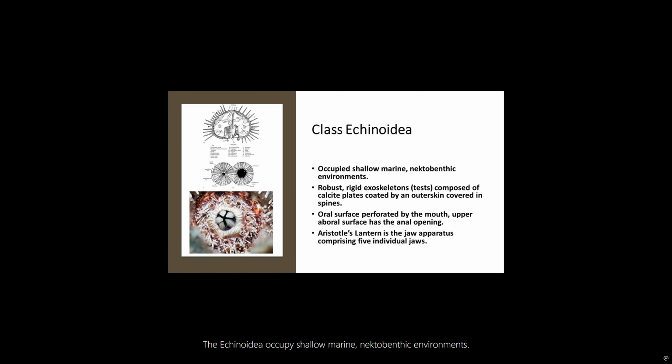The Echinoidea occupy shallow marine nectobenthonic environments. They have a robust, rigid skeleton composed of calcite plates coated by an outer skin covered in spines. The oral surface, which is the bottom, is perforated by the mouth, and the upper aboral surface has the anal opening. The jaw apparatus in the bottom photo, called Aristotle's lantern, also has a pentameral symmetry with 5 individual jaws.